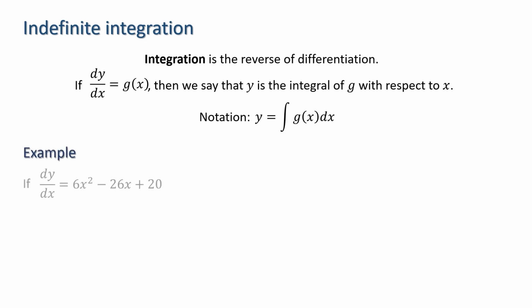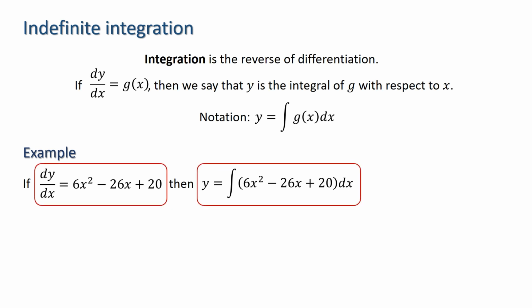For example, suppose we have dy by dx equals 6x squared minus 26x plus 20. Then y is the integral of 6x squared minus 26x plus 20 with respect to x. It is worth noting that these two expressions are just different ways of writing the same thing. They are equivalent.